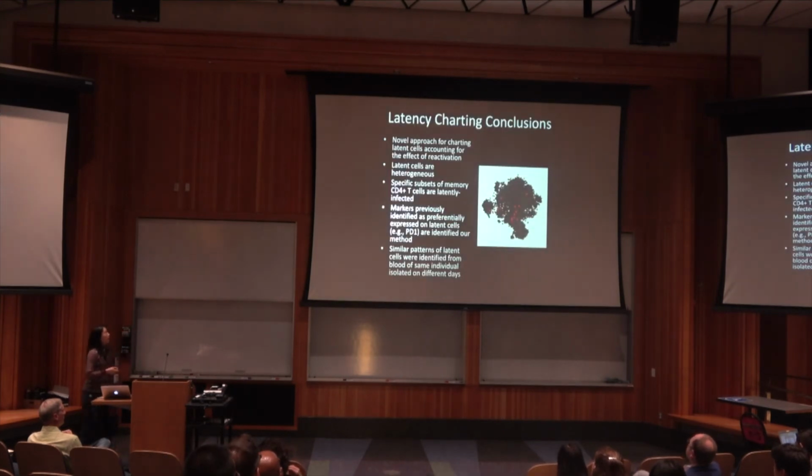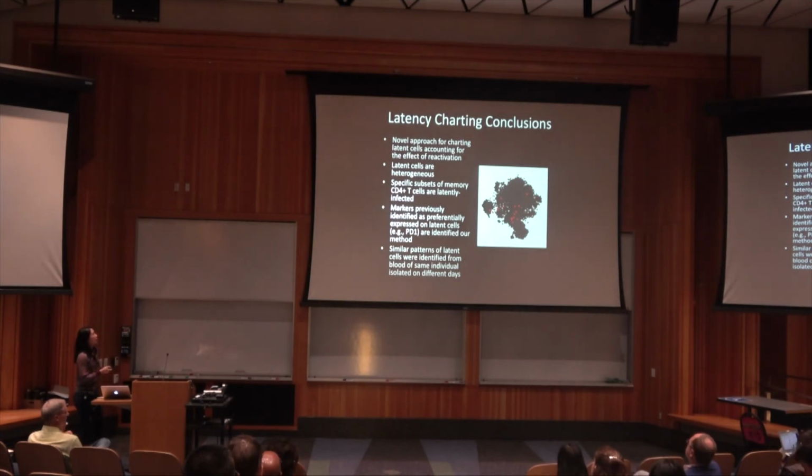To conclude, we have a novel approach for charting latent cells, which accounts for the effect of reactivation. Our data demonstrate that latent cells are heterogeneous. In other words, it's not just in one region of the tSNE plot, and that's consistent with what's known about latency. But even though it's heterogeneous, it's not random. Only specific subsets of memory CD4 T cells are latently infected. There are definitely empty regions in the plot. Importantly, markers previously identified as preferentially expressed on latent cells, for example PD-1, are identified by this method. I also show that similar patterns of latent cells were identified from the blood of the same individual isolated on different days.